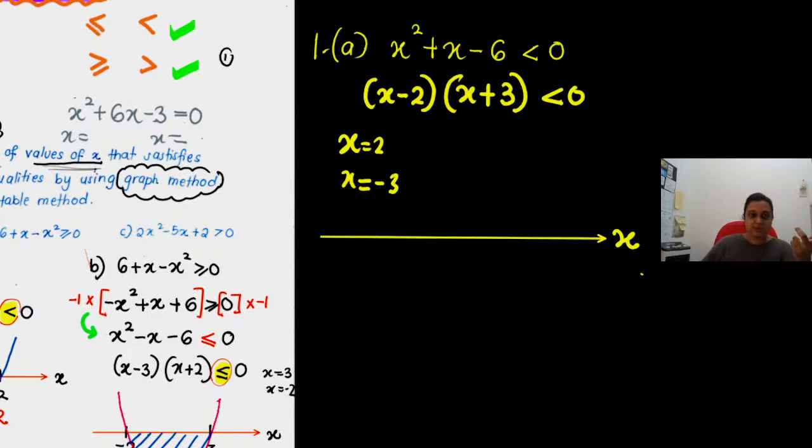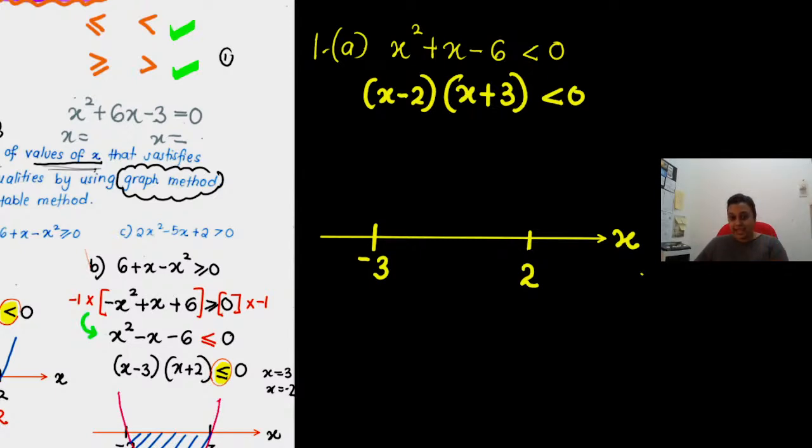So what we are going to do is, I'm going to erase this. Negative 3, I'm going to write on the left hand side. Positive 2, I'm going to write on the right hand side. So this is how you do a number line.